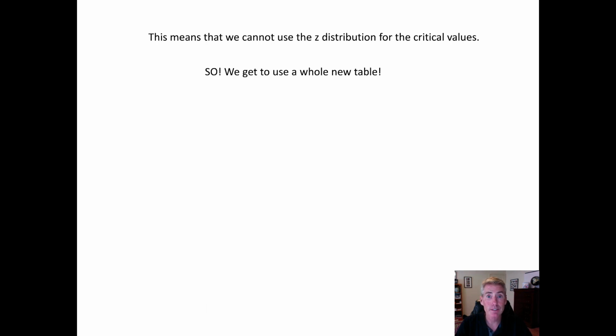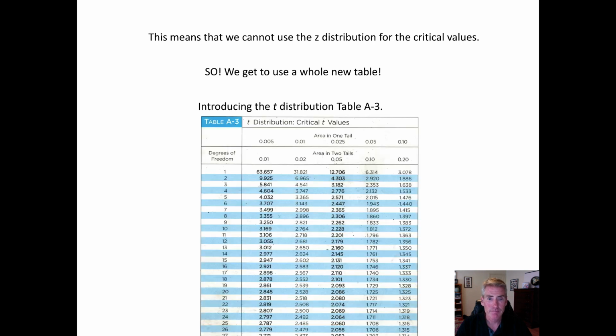That's right. The good news is we get to use a whole new table. This table is called A3, and it looks like this. It's actually easier to use than table A2. It's just this one page right here. You'll notice over here on the left is degrees of freedom. Well, the formula for degrees of freedom is very easy. It's just n minus 1, so sample size minus 1.